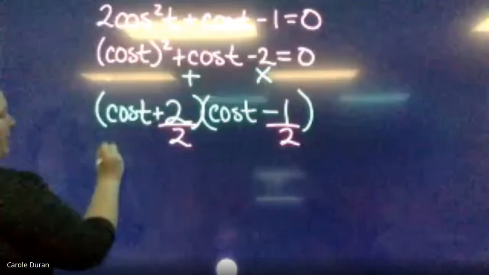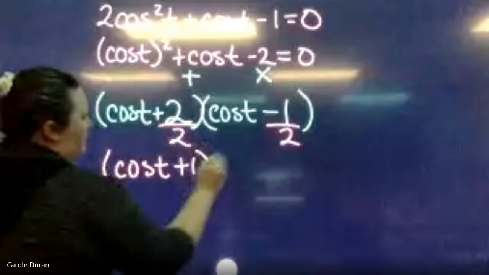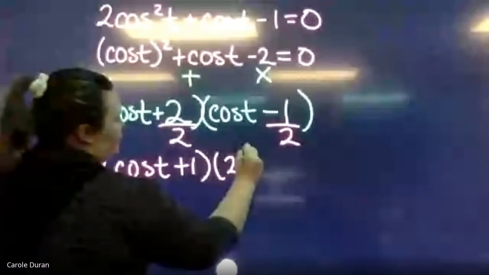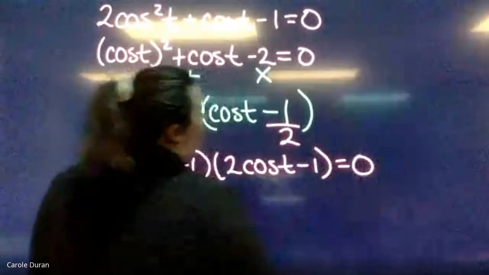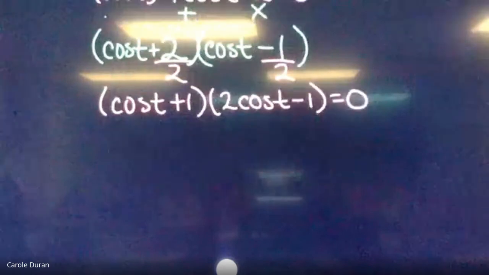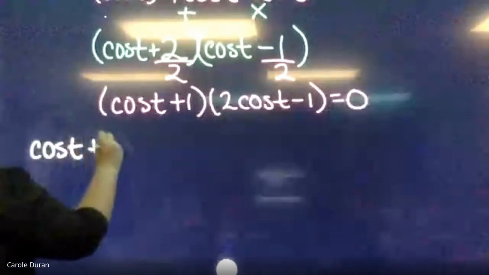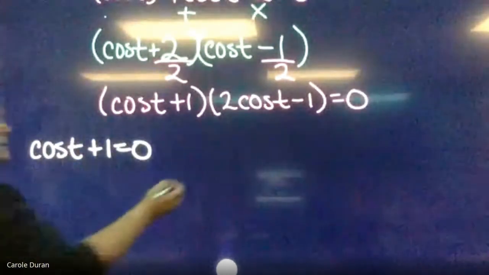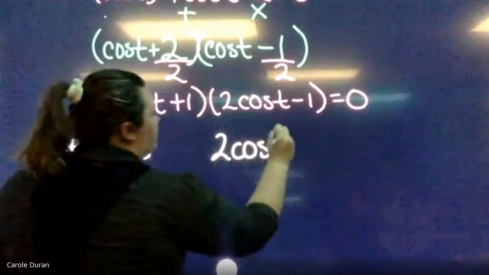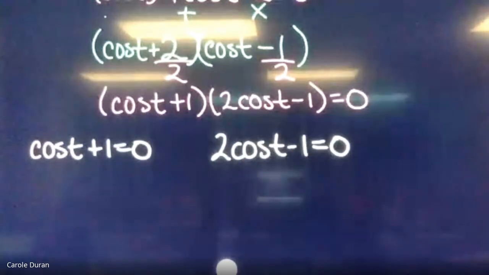This reduces to a positive 1, so I have cosine of t plus 1. This doesn't, so I kick the 2 over with the cosine of t. And now I have two factors that I can set individually equal to 0 and solve. I am only looking for angles on the unit circle for this problem. So I have cosine of t plus 1 equals 0, and 2 cosine of t minus 1 equals 0. And I'm just going to solve each of them using my unit circle.